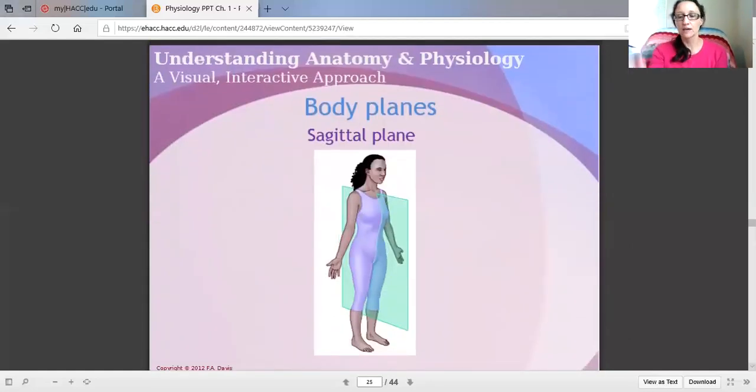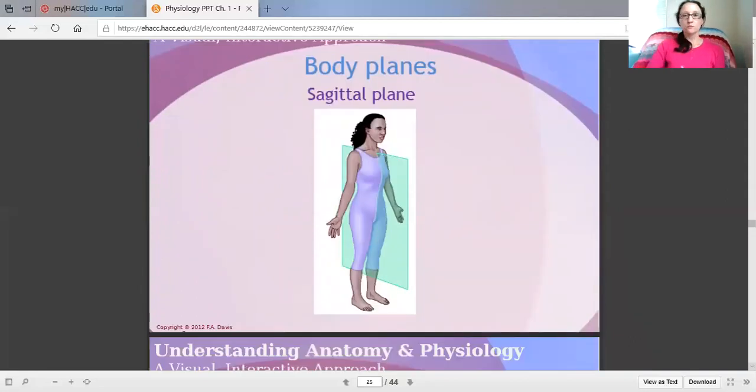Okay, body planes, again, I'll review. So we have the sagittal plane, which divides the body into right and left sides. Who remembers which plane divides the body into equal right and left sides? That's right, it is mid-sagittal. The mid-sagittal plane lines up with the sagittal suture, which happens to line up with my part quite nicely. Mid-sagittal divides the body into equal right and left halves. Sagittal just divides the body into right and left portions or sides.